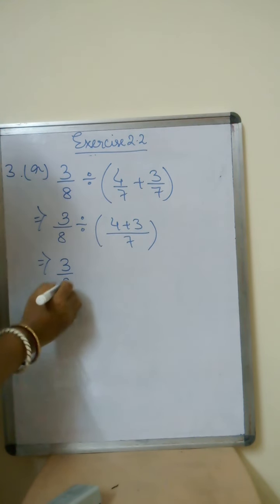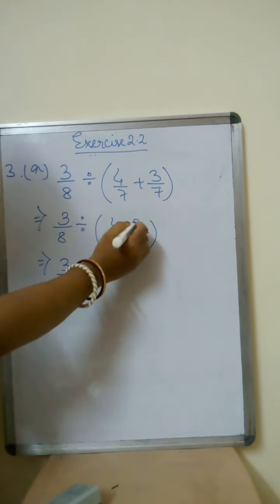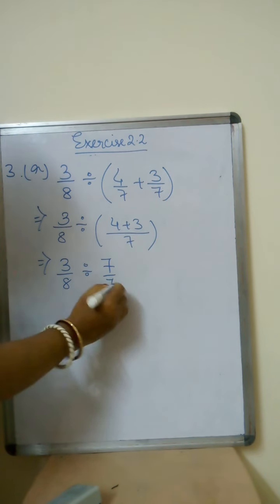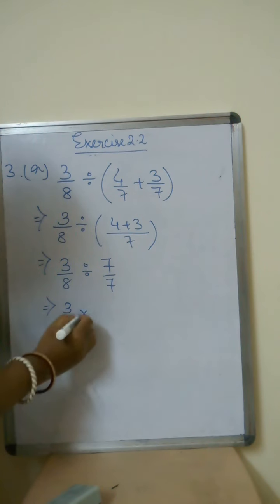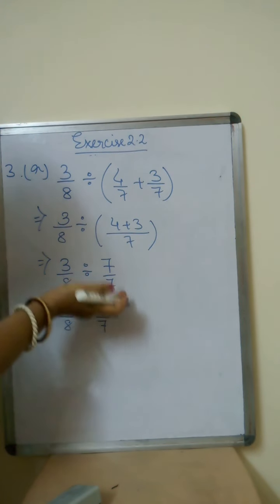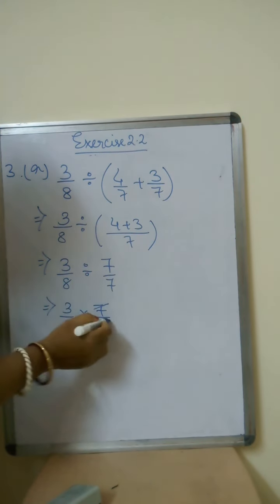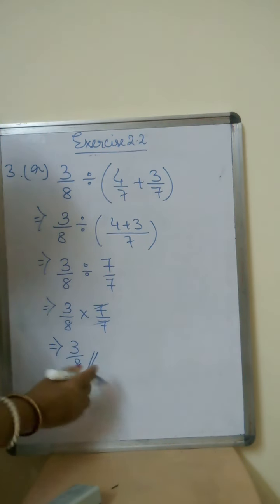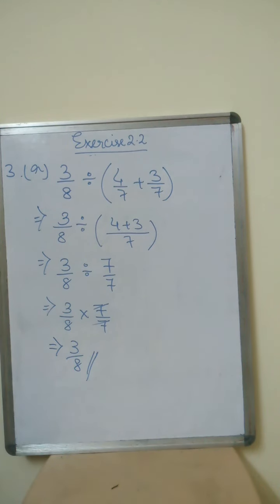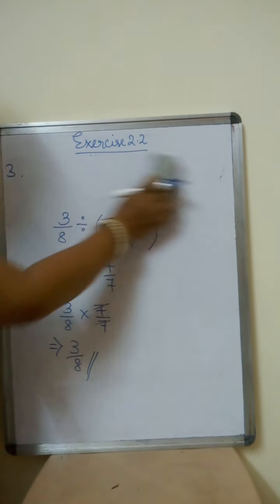So 3 by 8 divided by 4 plus 3 is how much? 7 by 7. Right? So now here 3 by 8 into 7 by 7. You don't have to reverse it. It's the same number. So 7 and 7 get cancelled. Answer is 3 by 8. Right? So this is your answer for question number 3A. Next we come to number B.